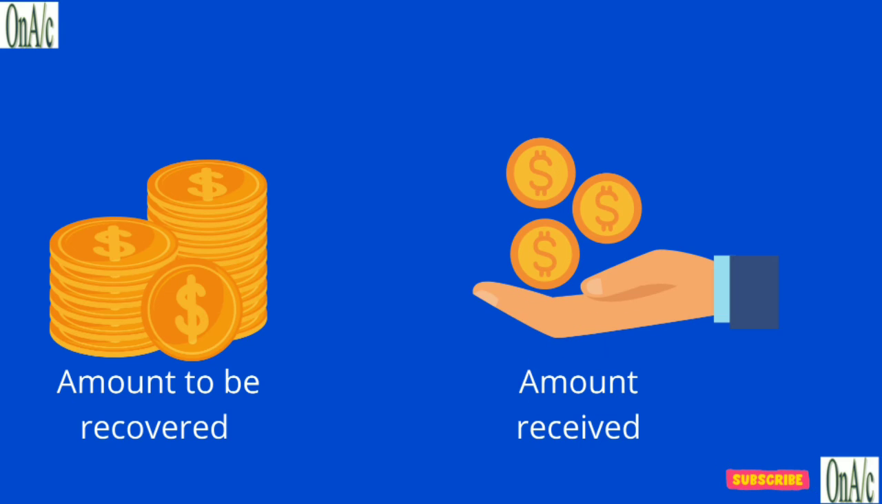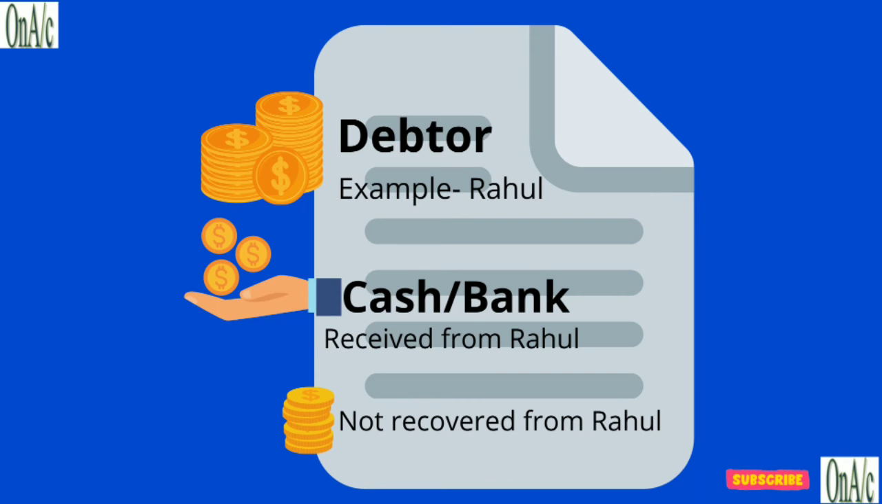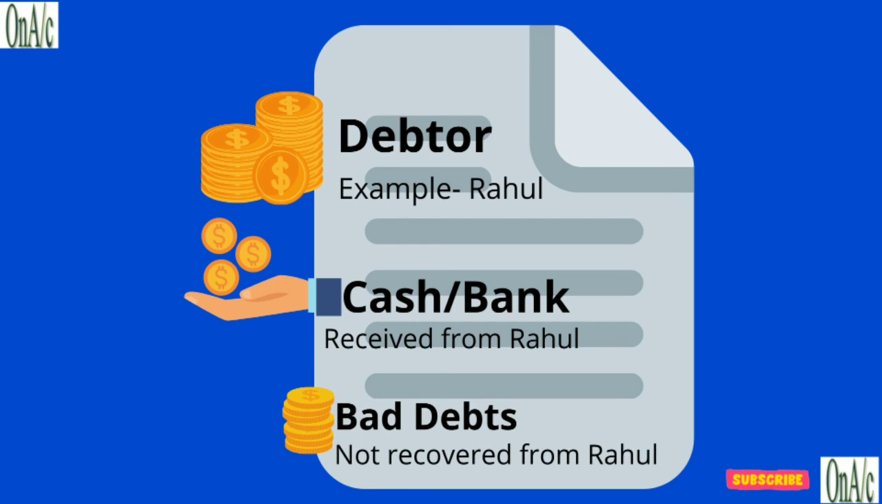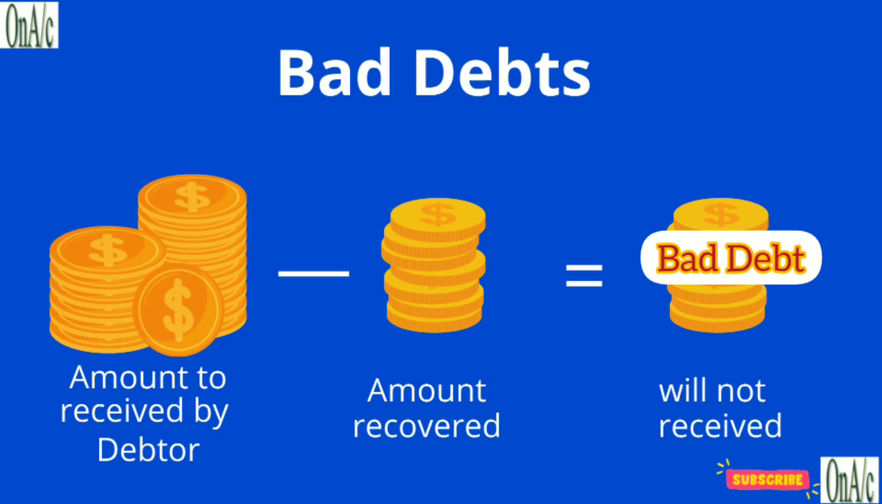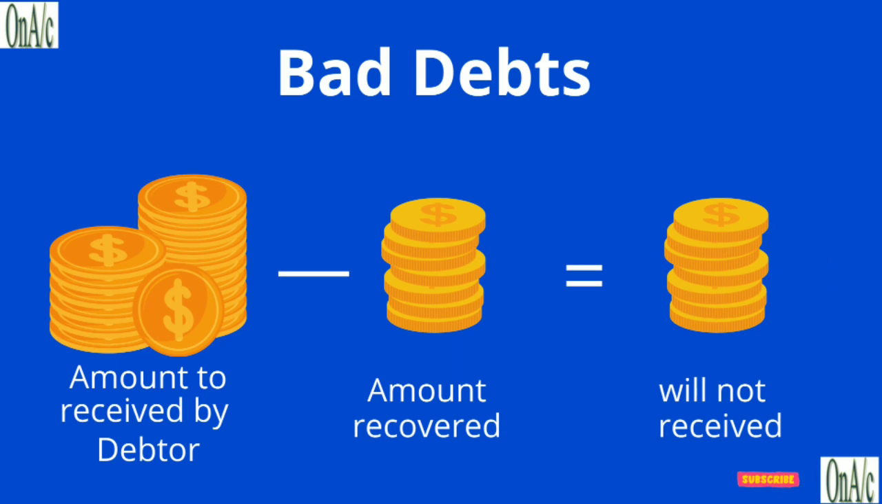Since we have already recorded the full amount for goods sold on credit against the debtor, that is Rahul, the unpaid amount needs to be written off from books of account by treating it as bad debts. Bad debts is an unpaid amount that will not be received from the debtor. In simple words, bad debts are irrecoverable amounts from debtors. It is a revenue loss to the business.